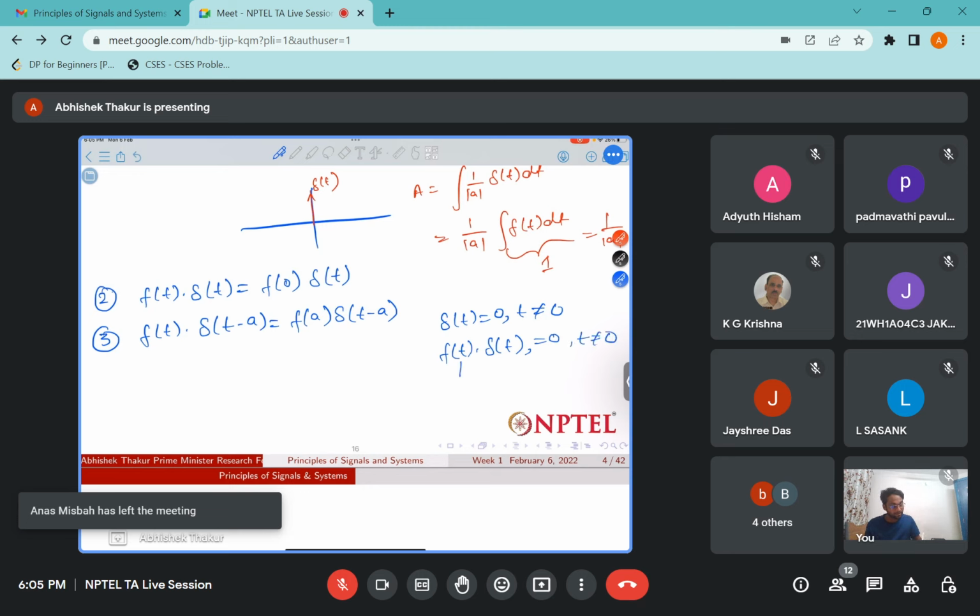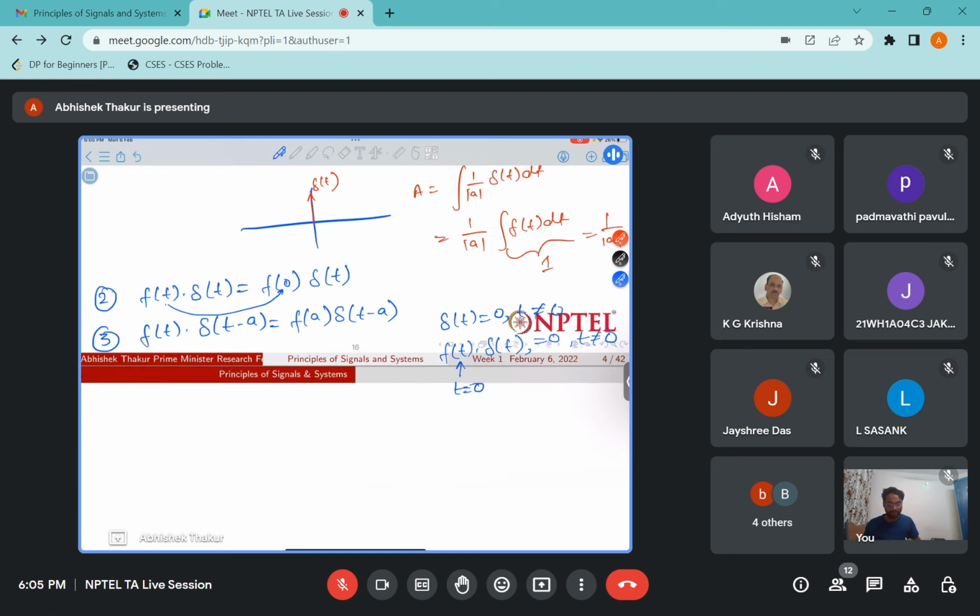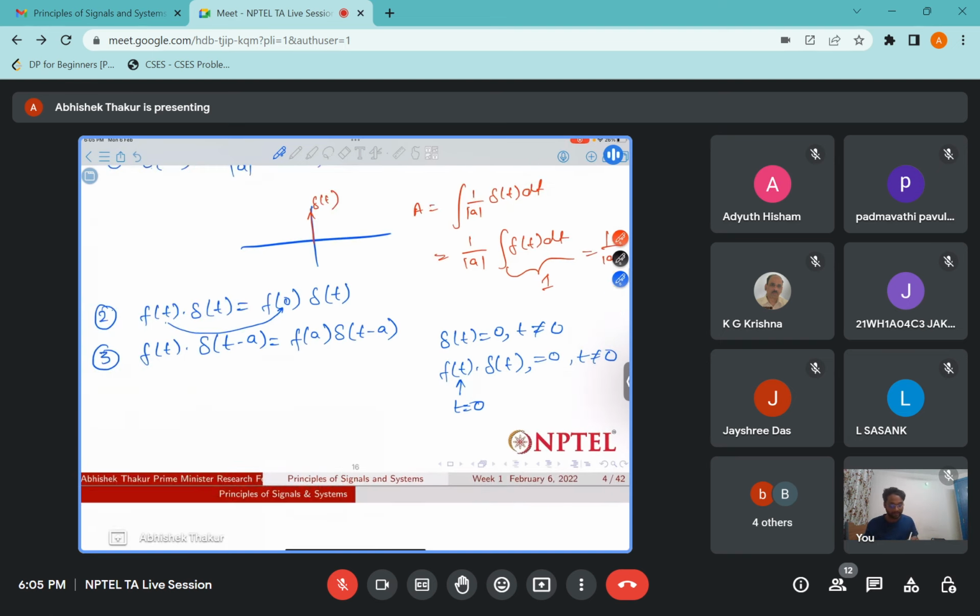So that's why only at t equal to 0 these things can be calculated. So that's why here we have kept t equal to 0. Okay. And f(t) δ(t minus a), again, now δ(t minus a), what will be the curve?